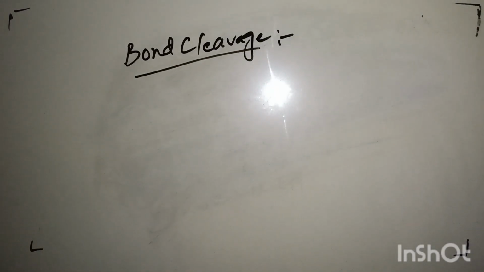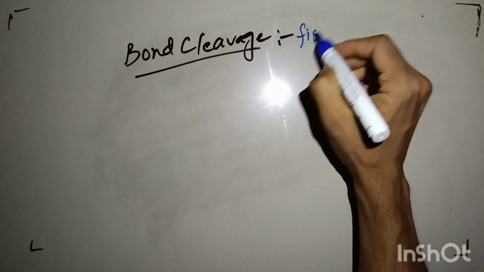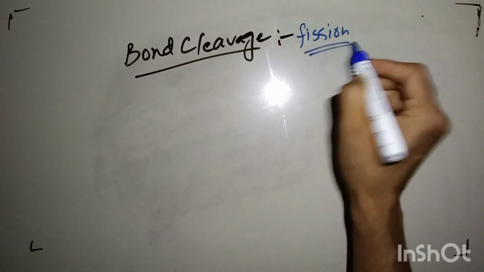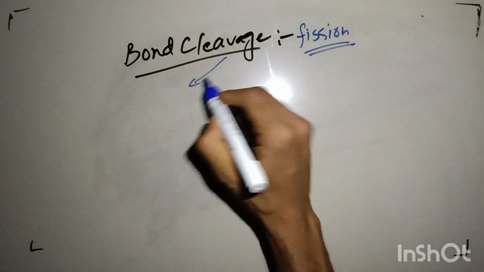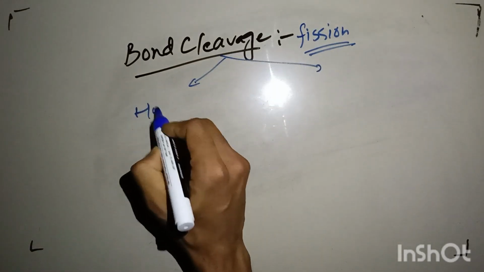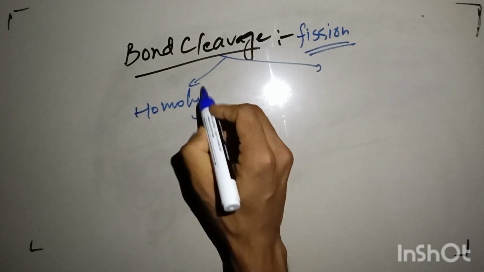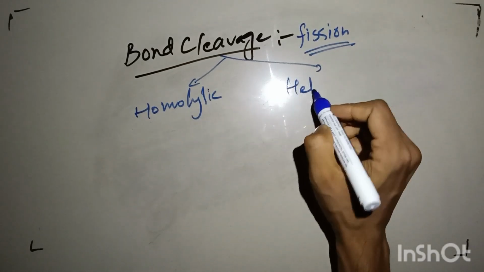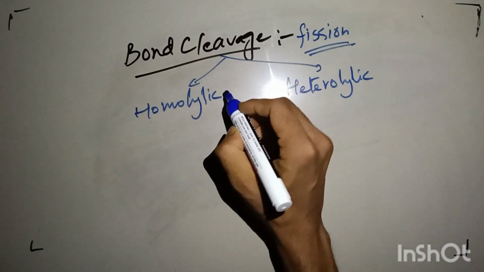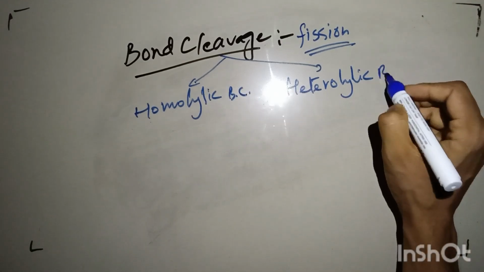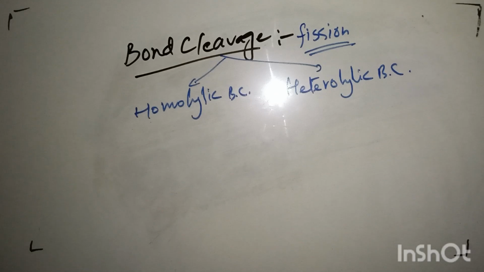Bond cleavage is also called fission. That means the breakdown of a bond or breaking of a bond. Bond cleavage is of two types. One is called homolytic, another is called heterolytic. Homolytic bond cleavage or heterolytic bond cleavage, or homolytic fission or heterolytic fission.